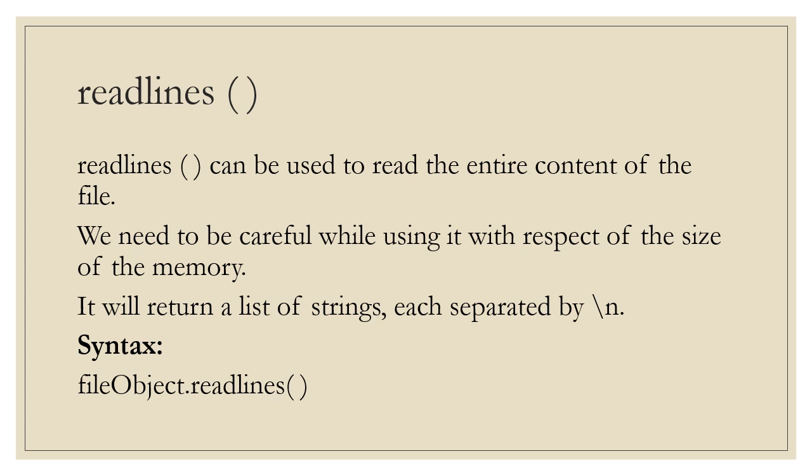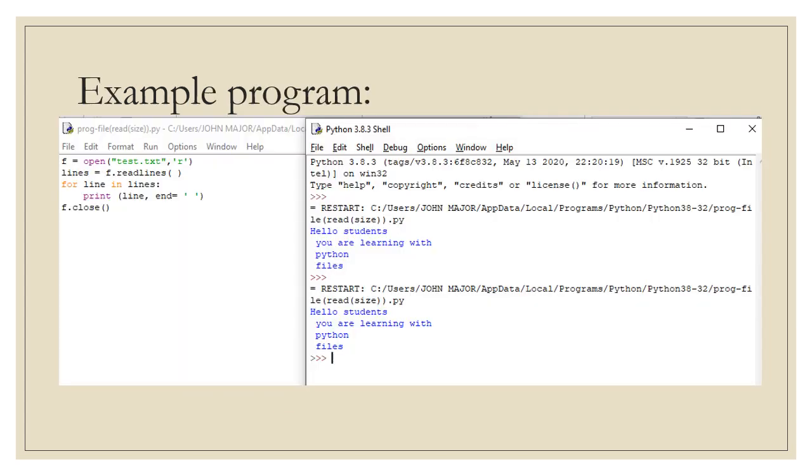We are going to see the example program of readlines. See here, with readlines, whatever content is available in the file will be taken as output. See here, lines = f.readlines(). For line in lines: print(line, end=""), then f.close(). So whatever the thing we are having, this is the output we are having for the current Python code.